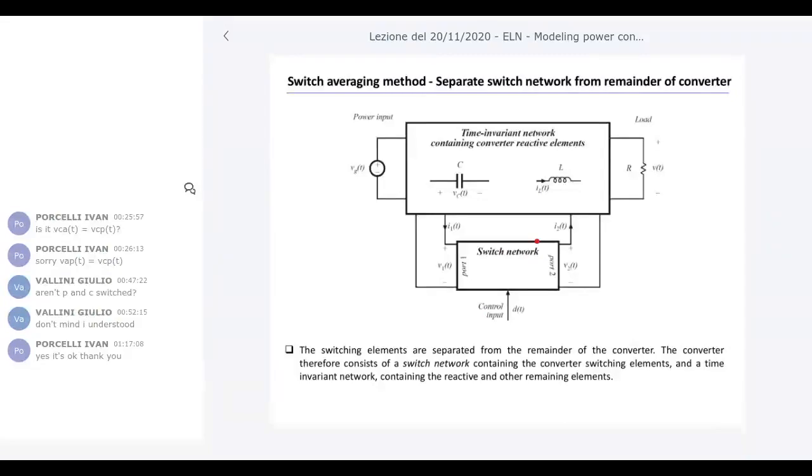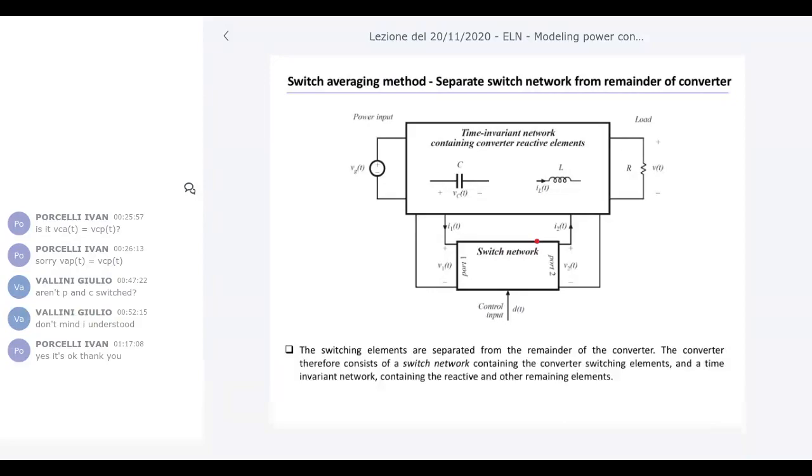I can say re-include my converter, and then I say analyze the whole converter with this model inside it. If you think about this kind of consideration, you have to understand that this consideration is not far away from what you already know. As electronic students, you have met several times the situation in which you have to analyze a circuit in which you have nonlinear elements.